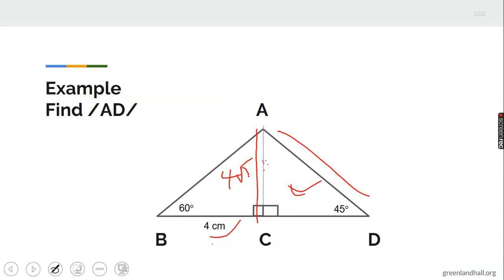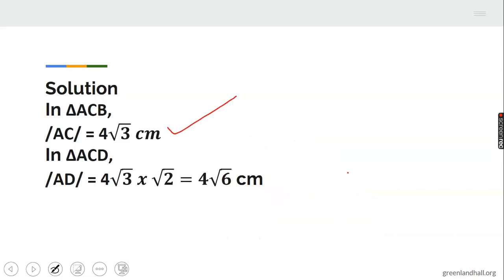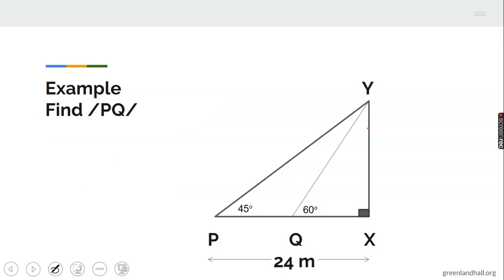And if here is 4 root 3, we can now find this other side, either by Pythagoras Theorem or any other way. We use sine. We know that sine 45, then we multiply by root, and we now have this. So AD is 4 root 6.